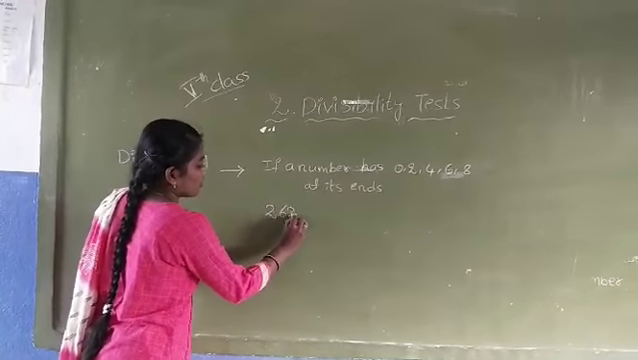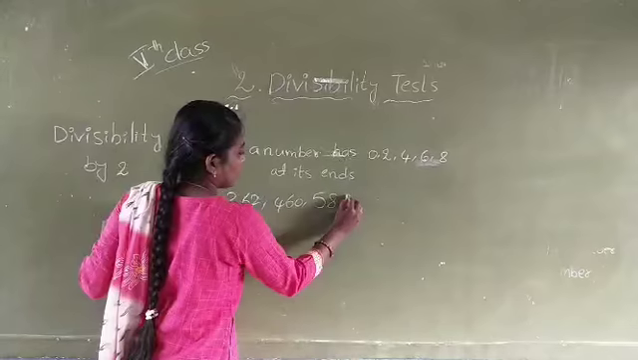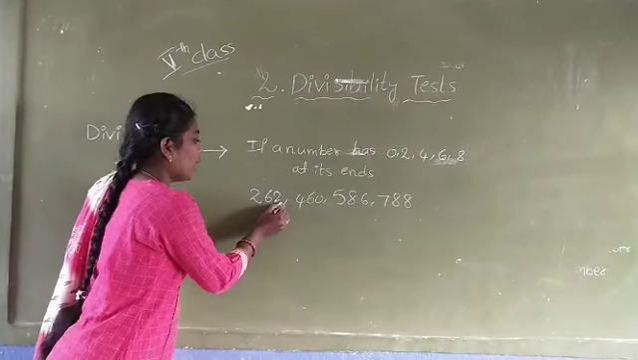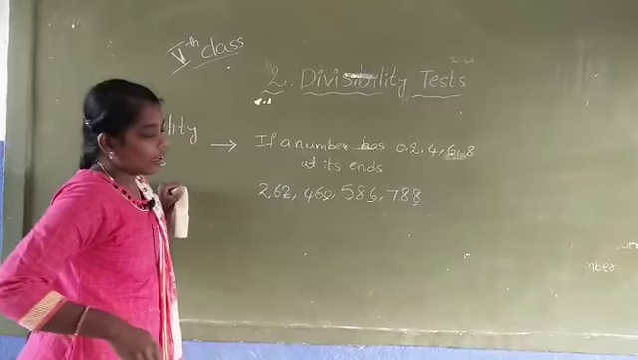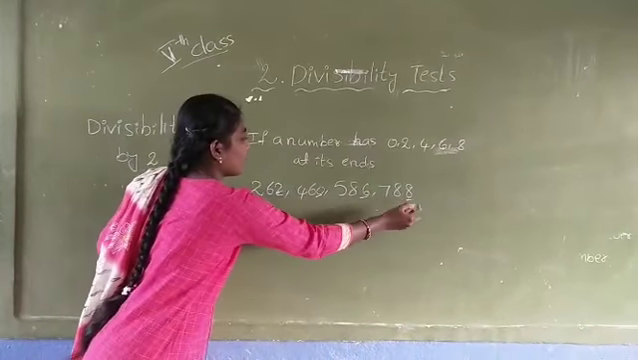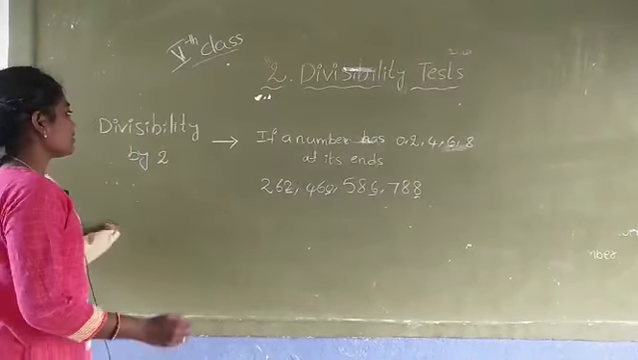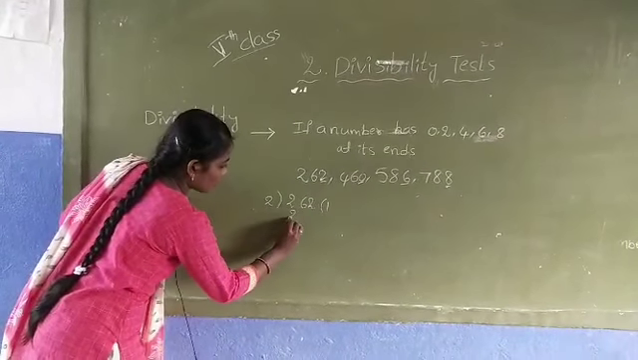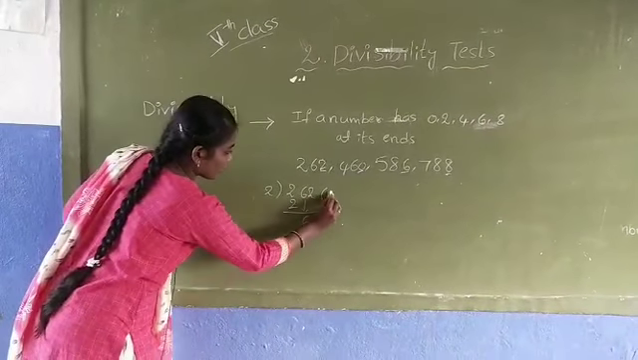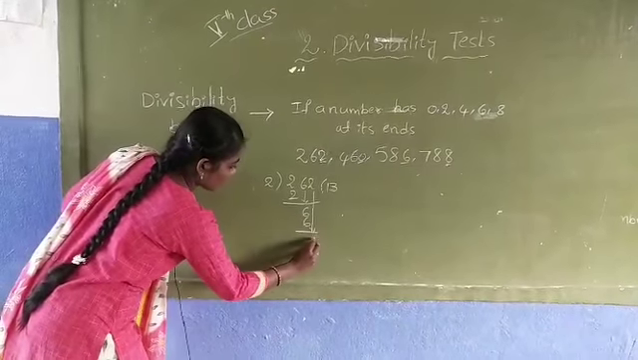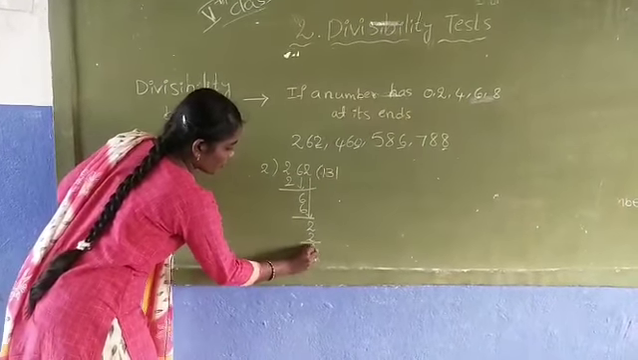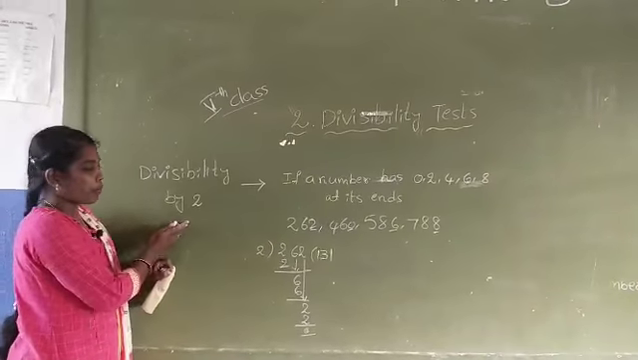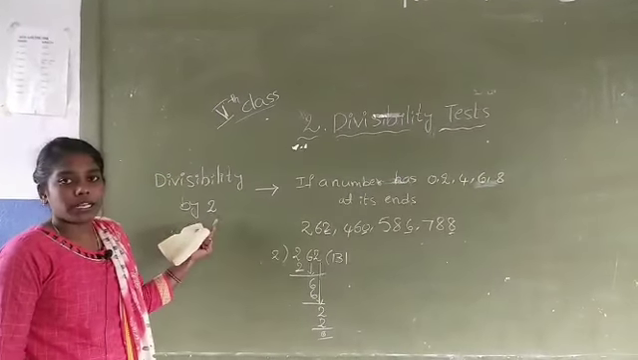For example, 262, 460, 586, 788. These are all even numbers, having 2, 0, 6, 8 as the last digits. That means the last digits are even numbers, so these are all even numbers. Even numbers must be divided by 2. Check one number: 2 ones are 2, 2 threes are 6, 2 ones are 2. So this number is divided by 2. In the same way, all these numbers are also divided by 2. So all the even numbers are divided by 2.